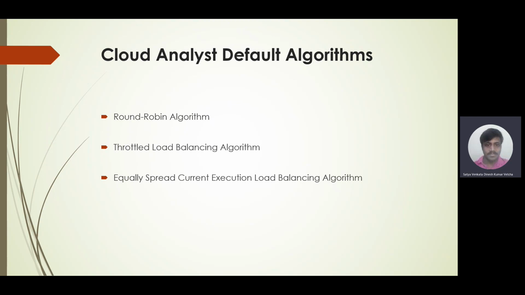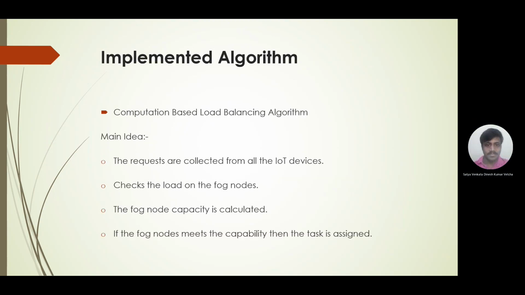Then there is the equally spread current execution load balancing algorithm. In that also, a data center controller and a virtual machine load balancing algorithm are there. The virtual machine load balancing algorithm has the knowledge of which virtual machines are free, and it tells the data center controller. Then the data center controller assigns the load to the virtual machines by distributing the load equally on them. So this is the implementation. This is the implemented algorithm.